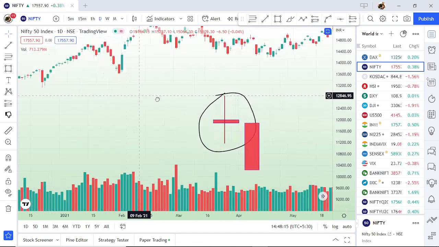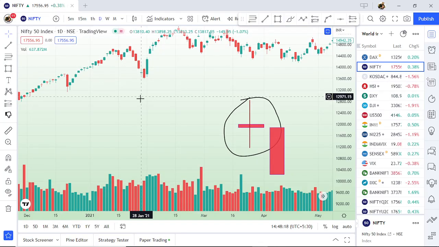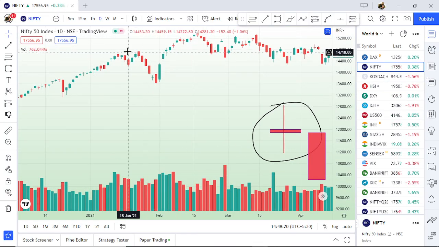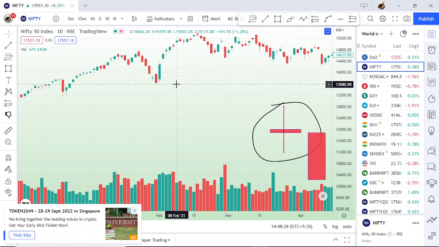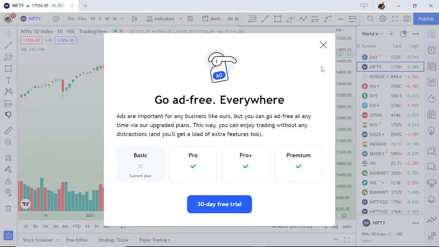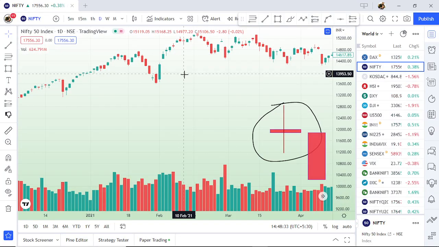I think you can clearly see it from here. See a downtrend, right? A doji was formed, and you see a red candle. This is where the sellers took control. And it didn't go down but it went up.